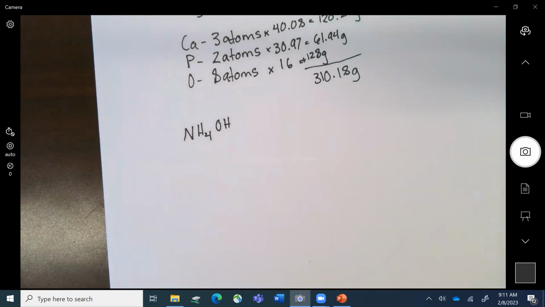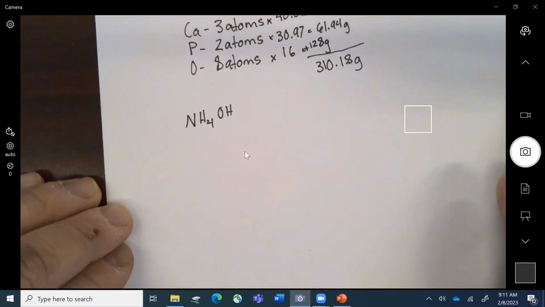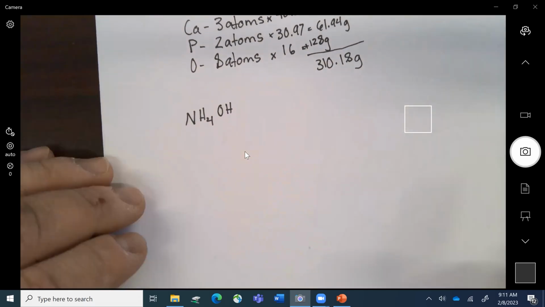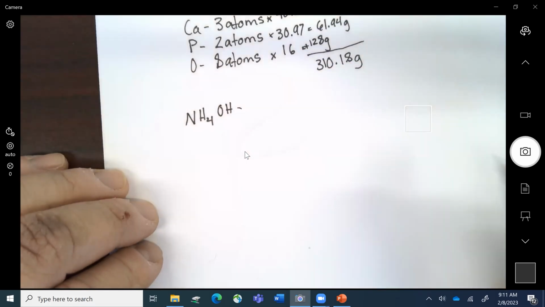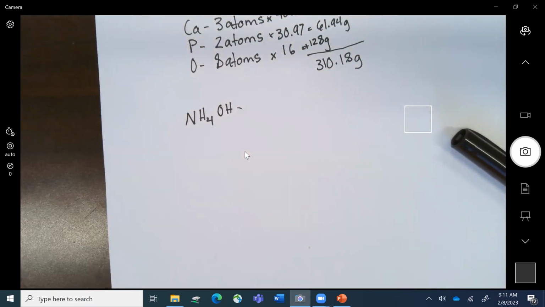It is ammonium hydroxide. It's a combination of the two polyatomic ions. All right, so I want everyone to find the atomic weight of this. I'll give you like 2 minutes to try this out. Give me the molecular mass of ammonium hydroxide.